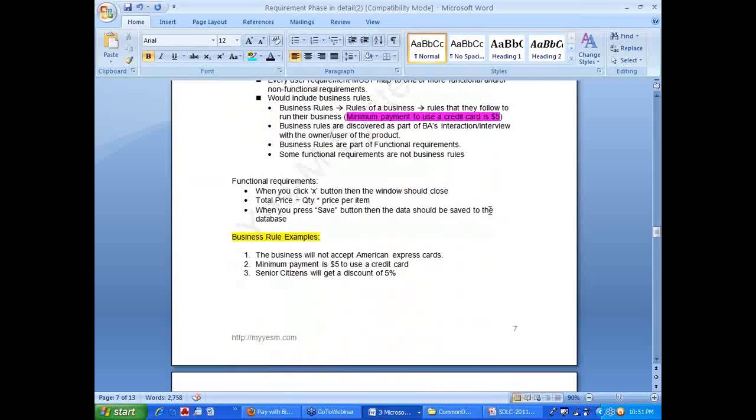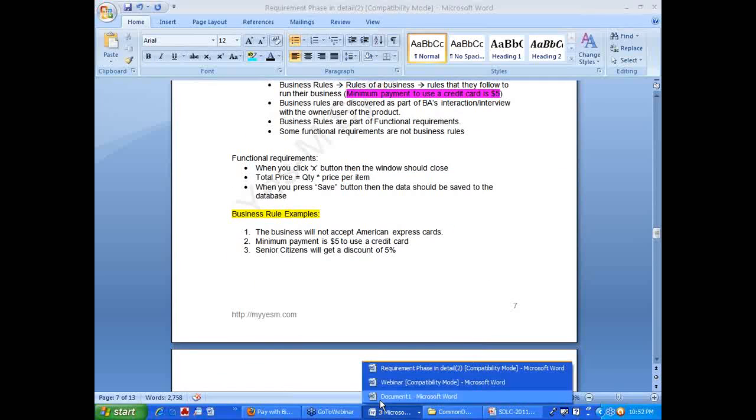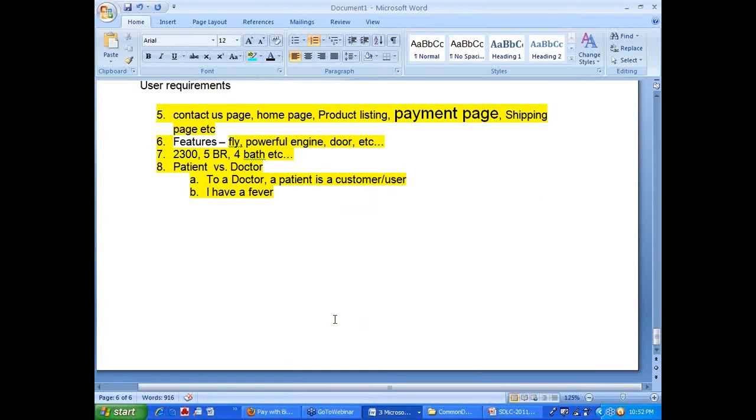But going back, understand that the examples are given here. When you click the X button, the window should close. So that is a normal functional requirement. Total price is equal to quantity times price per item. Normal functional requirement. But when it comes to business rules, look at the business rule examples. All right, there isn't enough time to cover non-functional requirements, but I will give an overview.